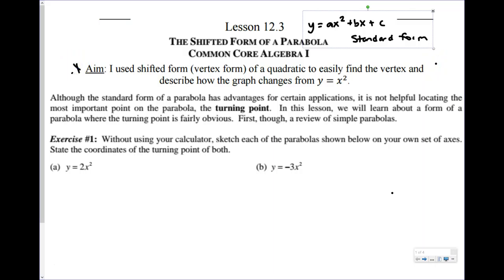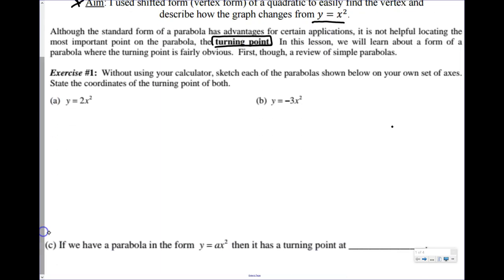So your aim today is that I can use shifted form or vertex form of a quadratic to easily find the vertex and describe how the graph changes from this basic graph of y equals x squared. Although the standard form of a parabola has its advantages for certain applications, it's not helpful locating the most important point on the parabola, the turning point. In this lesson, we're going to learn about a form of a parabola where the turning point is very obvious. First, though, let's review simple parabolas.